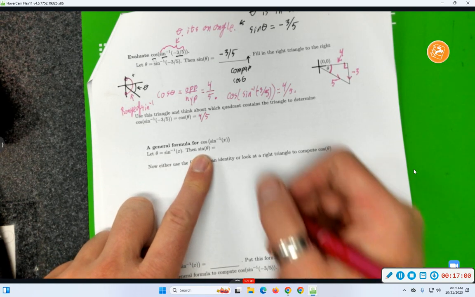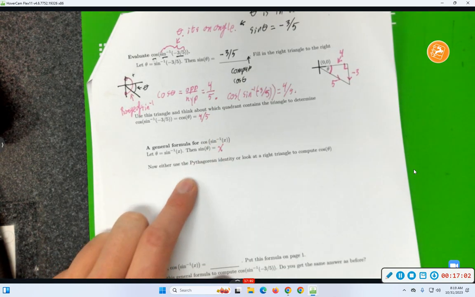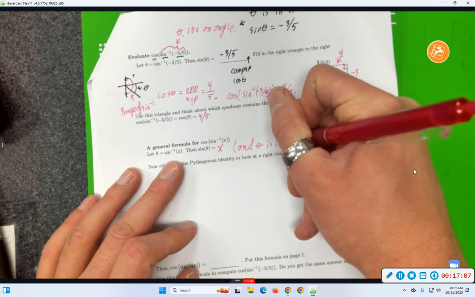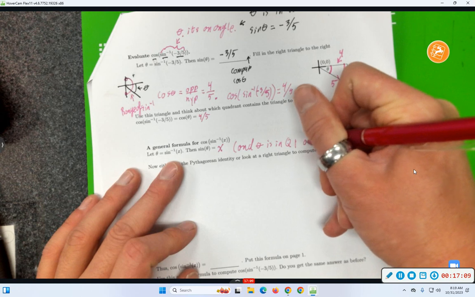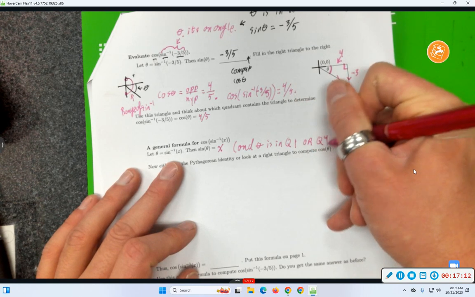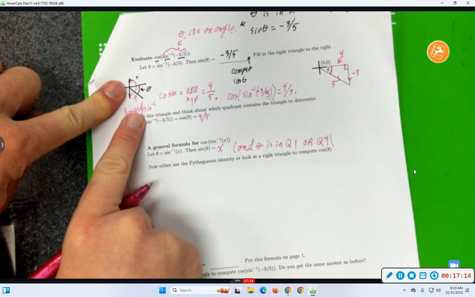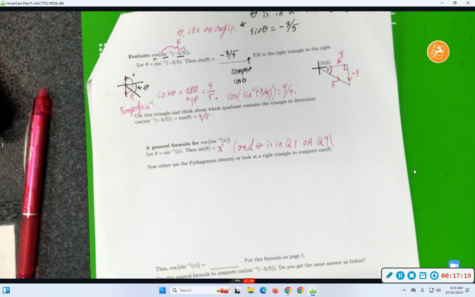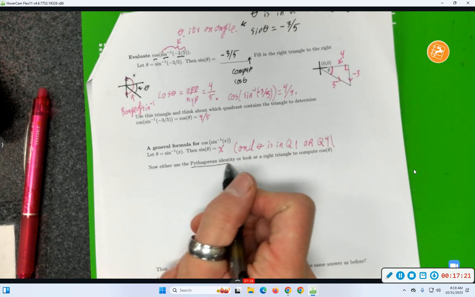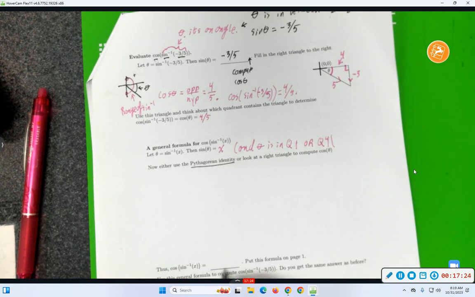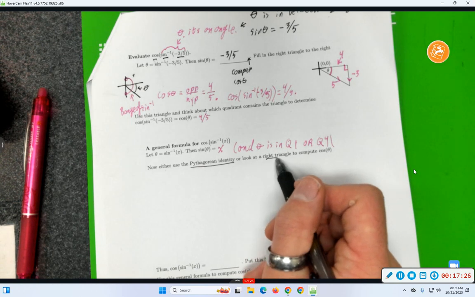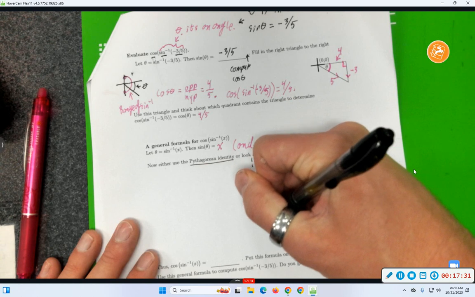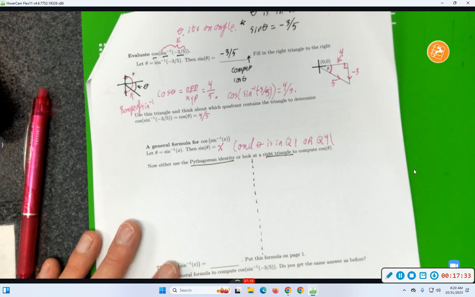Then sine of theta is x. And theta is in quadrant 1 or quadrant 4 because of this picture. The range of inverse sine is quadrant 1 and quadrant 4. And we'll do this 2 different ways. We'll do this by using the Pythagorean identity, so we'll use sine squared plus cosine squared equals 1. Or we'll look at a right triangle. And the right triangle thing is what we just did, so maybe I'll do that again while it's fresh.